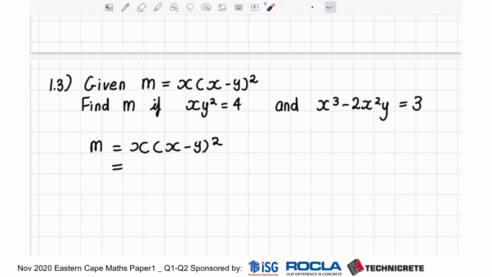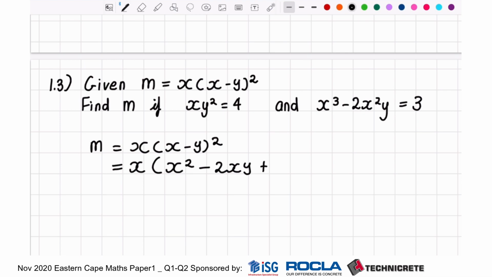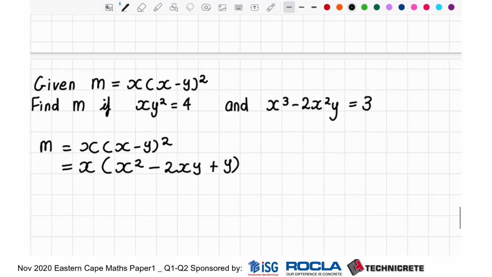So I will have x staying on the outside, and then I square the first term. I'm going to find the product of the two terms times 2 for my middle term. So that's going to be negative 2xy. And then for my last term, I'm just going to square that and I'll have a positive y squared.